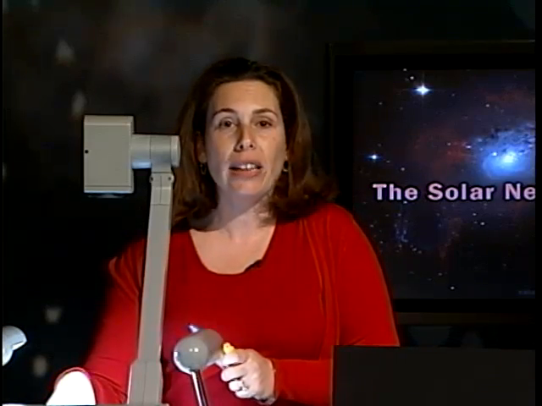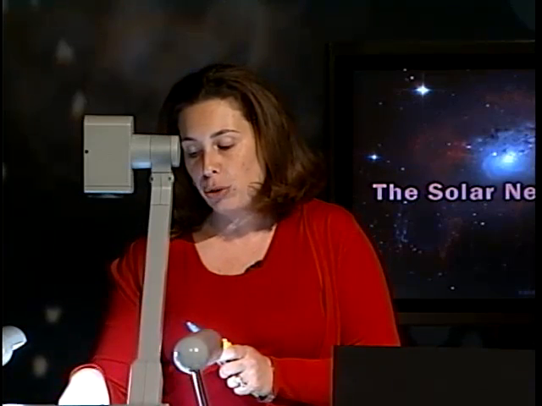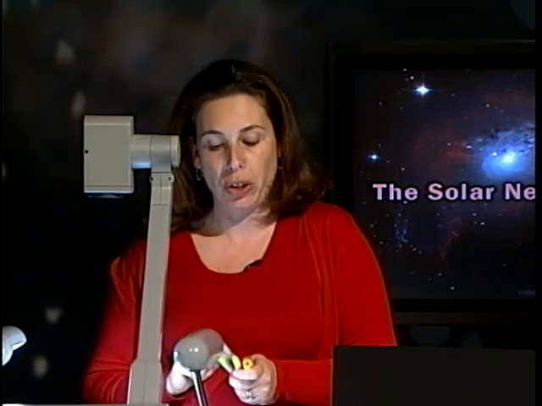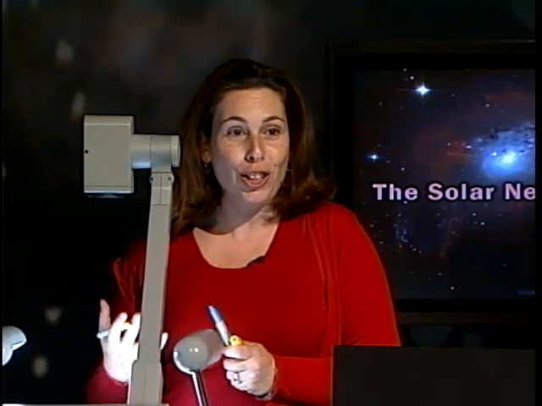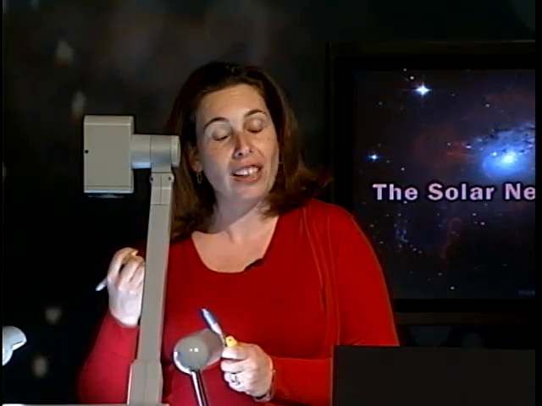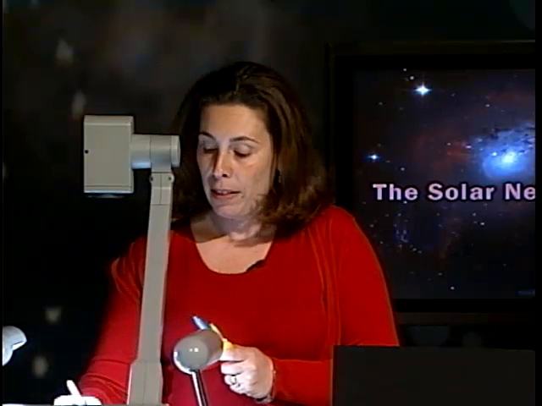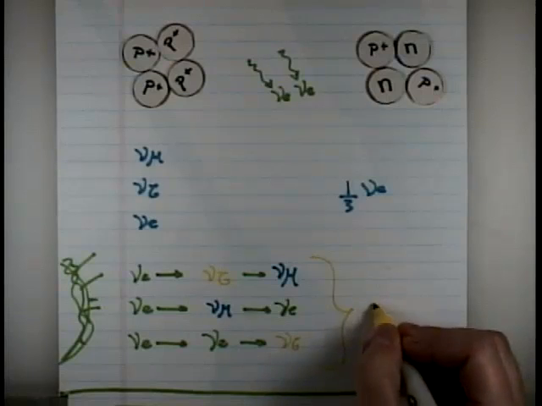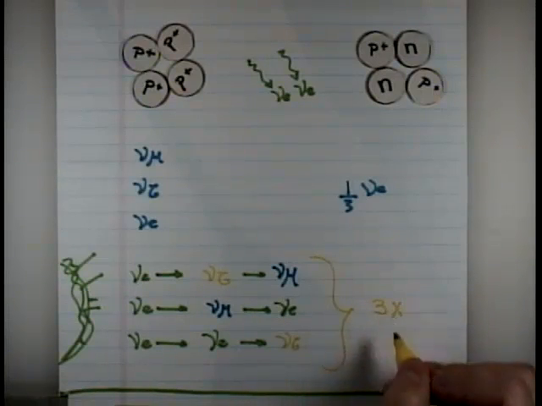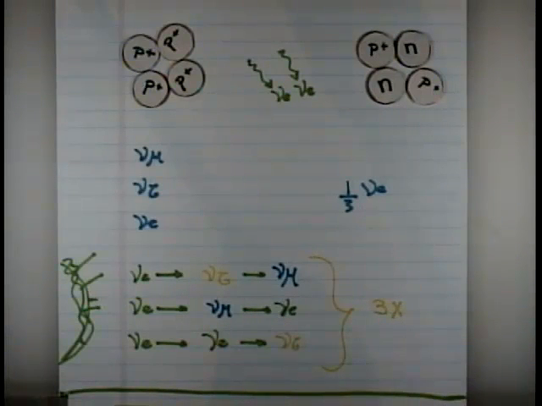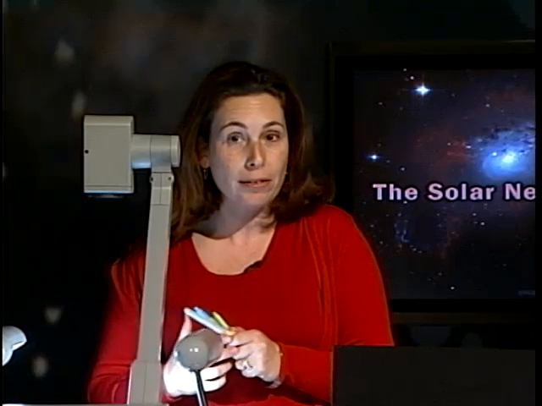New detectors are able to detect not only the electron neutrino, but the mu and the tau neutrino. And guess what? They count them all. So now we can account for all the neutrinos, and we know that there is more than one kind of neutrino. That's the solution for the neutrino problem. Now I have 3 times as many as were detected before, and the problem is solved. Neutrinos change type. They oscillate into different types.